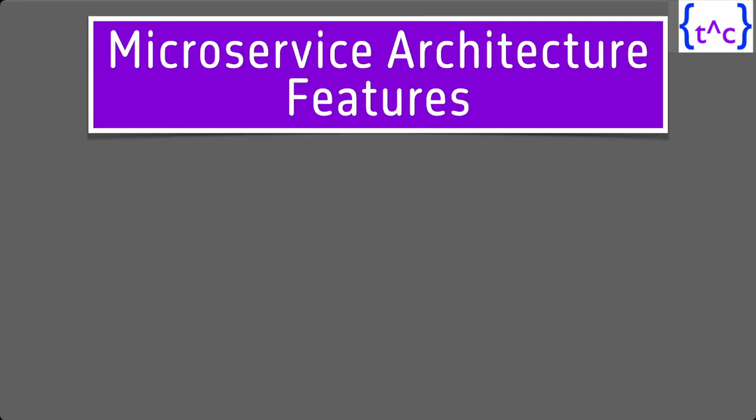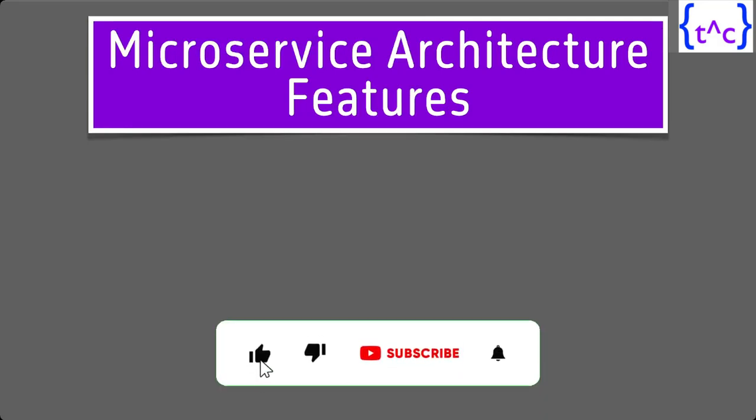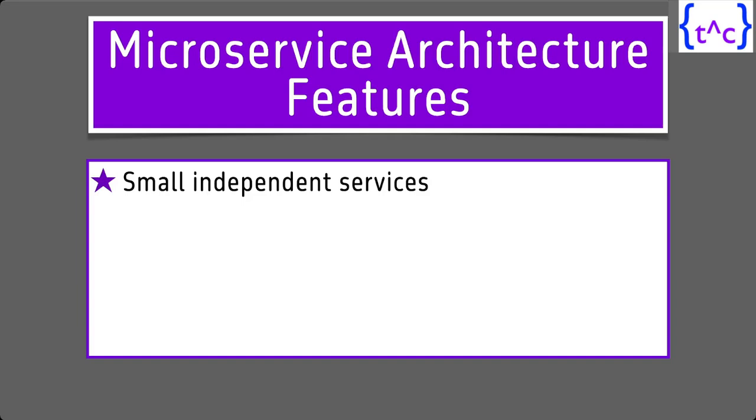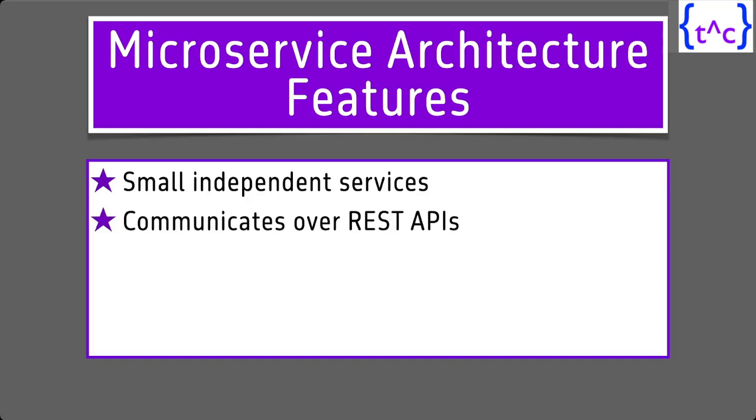Okay. Now let's talk about some of the microservices features and advantages. All right. Here are some key features of microservice architecture. These are small independent services as we discussed. Another important point is that they communicate over REST APIs. That is where REST API is very popular. All the microservices, you write in whichever technology, but one thing is important and mandatory. They should be able to communicate over REST APIs, right? They should be able to receive the REST request and give the response back.